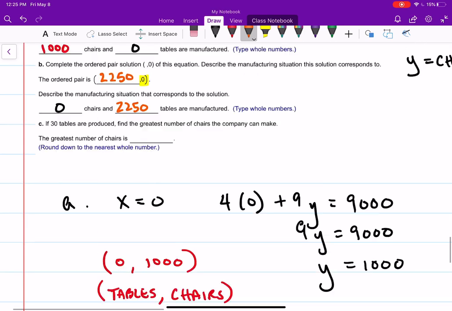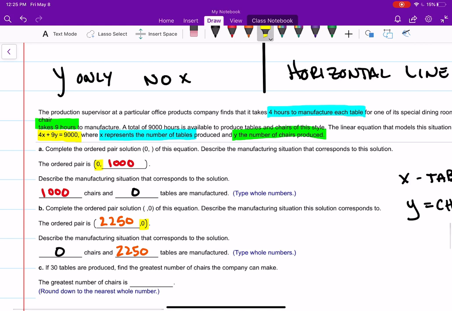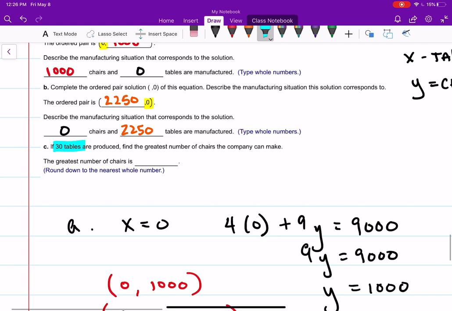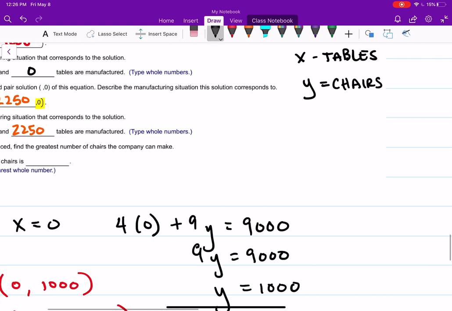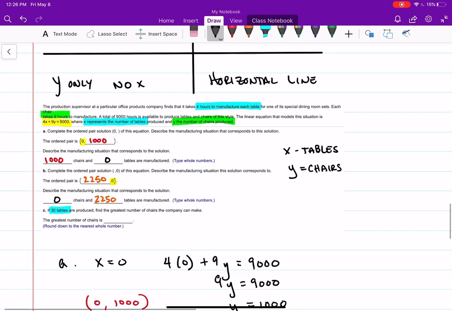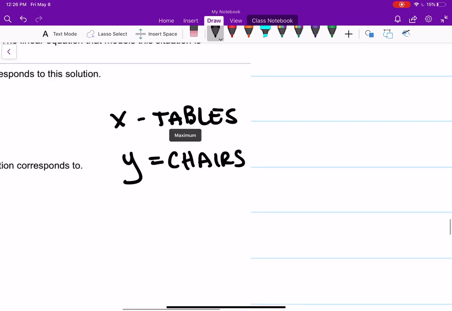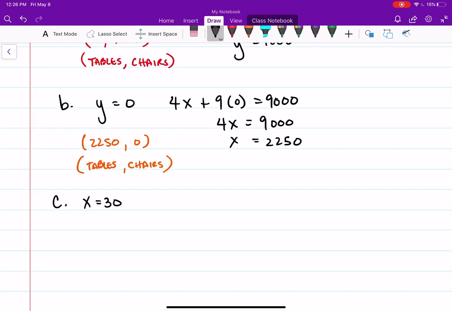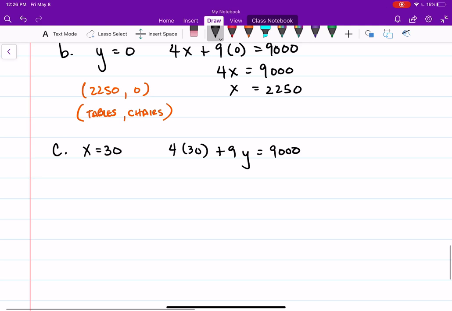So 30 tables. Tables was highlighted in blue, so this is telling me if 30 tables. Tables is my x value. So part C, x is equal to 30, because it says 30 tables, and table stands for x. So I have 4 times 30 plus 9y is equal to 9,000 hours. I got 120 plus 9y equals 9,000.